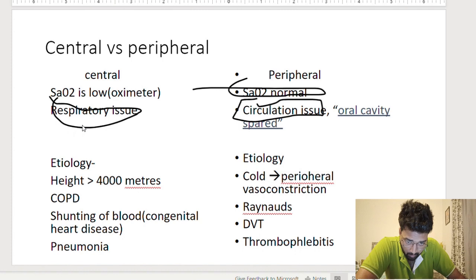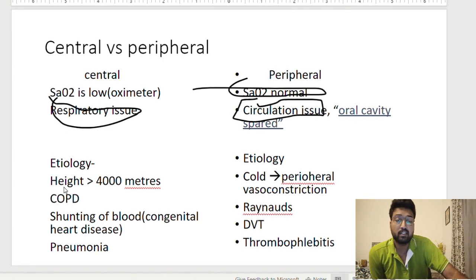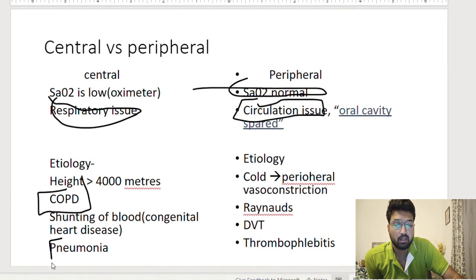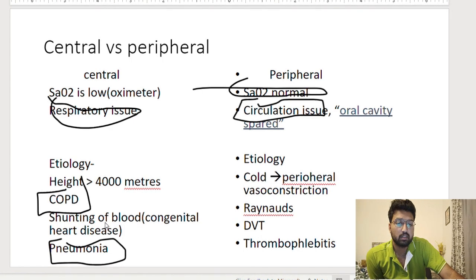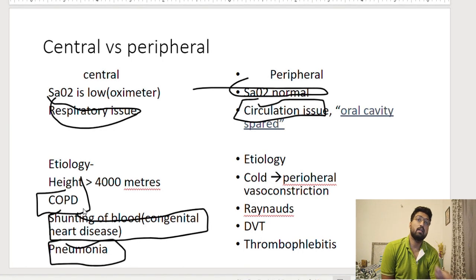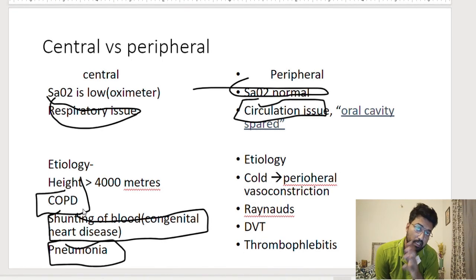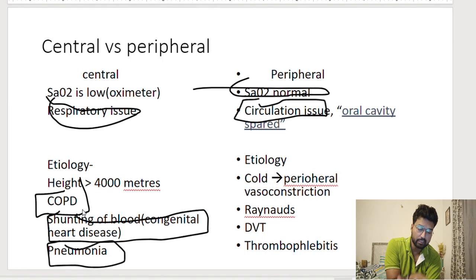Okay. So what are the causes of central cyanosis? As I said, there has to be a respiratory issue. So COPD, pneumonia, and blood is being shunted. Okay, there is no issue in respiration in these patients. In shunting of blood, in heart disease, if there is shunting of blood from the right side to the left side, there will be cyanosis, and it is central cyanosis, and there is no issue in respiration in this patient.